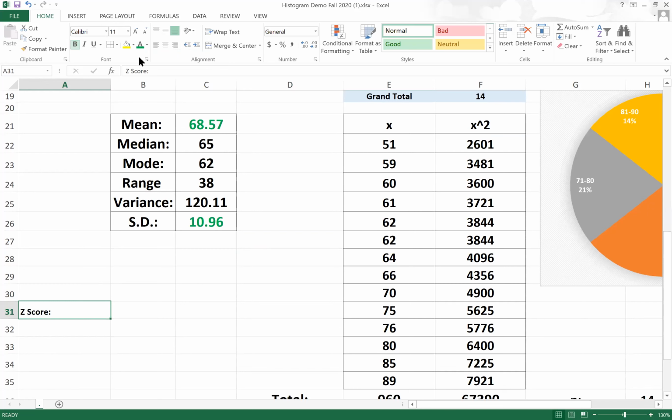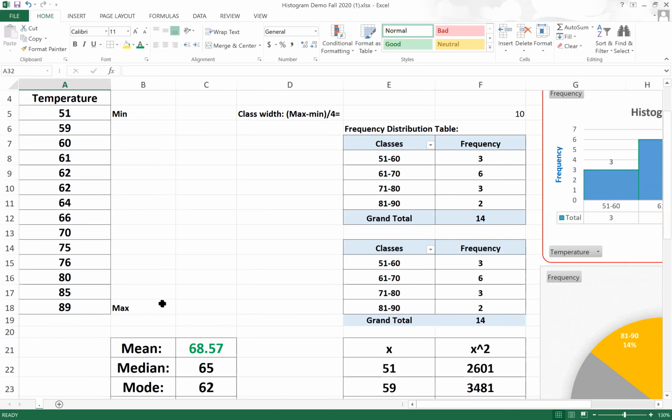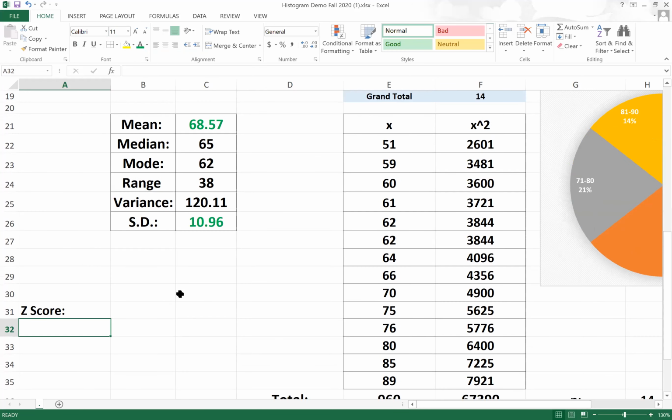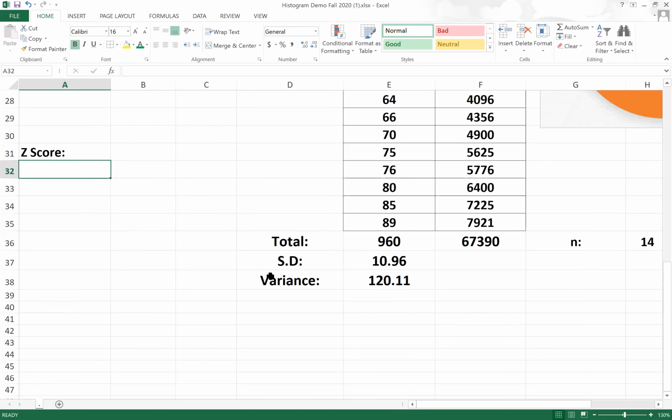So, z-score one more time. We have 14 numbers, so that means we would have to do 14 calculations. But we don't have to do that. We only have to do one of them using the absolute reference. If you don't want to do all 14 calculations step by step, then use a formula with absolute reference.